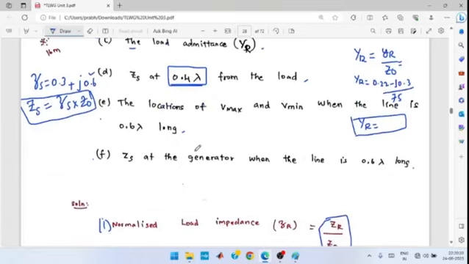And now come to the fifth part, sorry, sixth part. This is also the same: impedance at the generator when the line is 0.6 lambda long. What do you mean by that? If the length of the line is 0.6 lambda, what should be the input impedance? For that, what will you do?